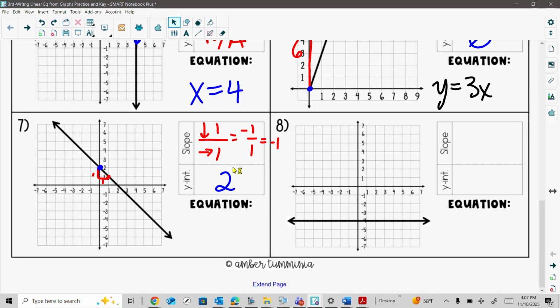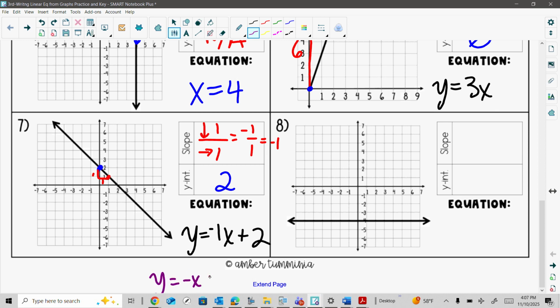So now we're putting this in slope-intercept form. That's y equals mx plus b. So we put the slope, this number always goes in front of x. So our equation is y equals -1x plus 2. Or you can write it as y equals just -x plus 2. You don't have to put the invisible 1.